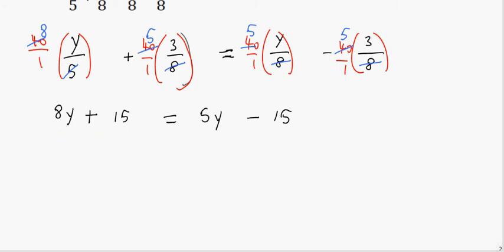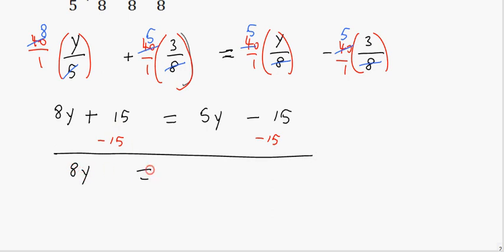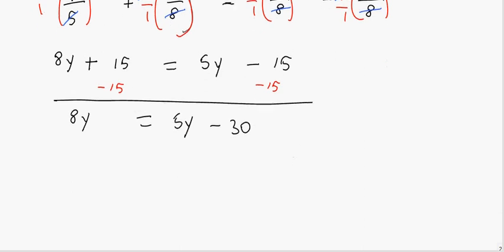So using our rule of thumb, it says if you've got the variable on both sides, just move it to the side that has the most. That way we end up with a positive y term. If we're going to do that, we're going to subtract 15 from both sides to make this positive 15 go away. So this turns into 8y, the 15's cancel, is equal to 5y. Negative 15 minus 15 is negative 30, or minus 30.